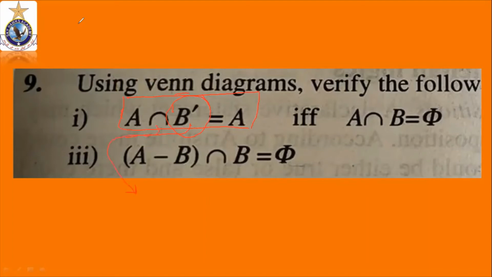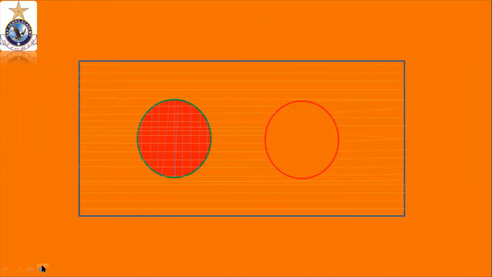If the answer is A, this is only possible if and only if A intersection B must be the empty set. Let's move to the solution. We don't have the sets, we don't have anything except this, so we can just mark this as U.